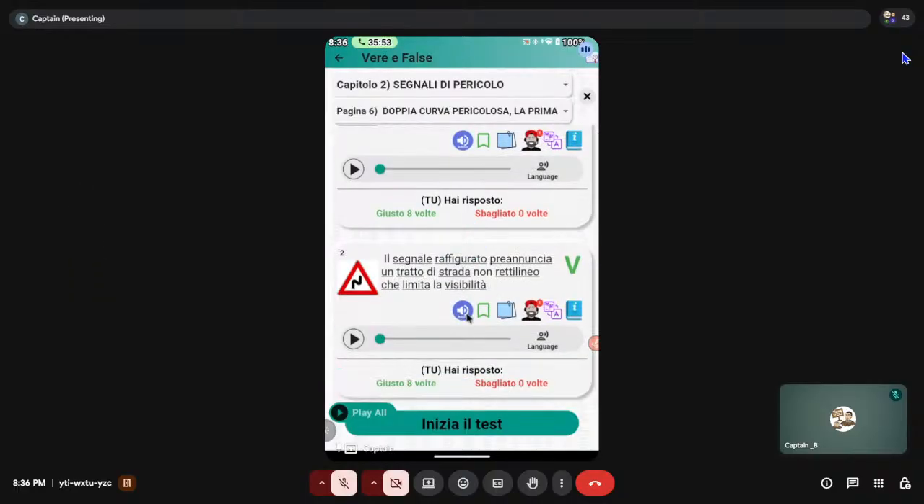Number 2. Il segnale raffigurato preannuncia un tratto di strada non rettilineo che limita la visibilità. Il segnale raffigurato preannuncia un tratto di strada non rettilineo, meaning the road is not straight, that limits visibility. So it has a visibility limit. Yes, it is true. È vero. You understand? È vero.